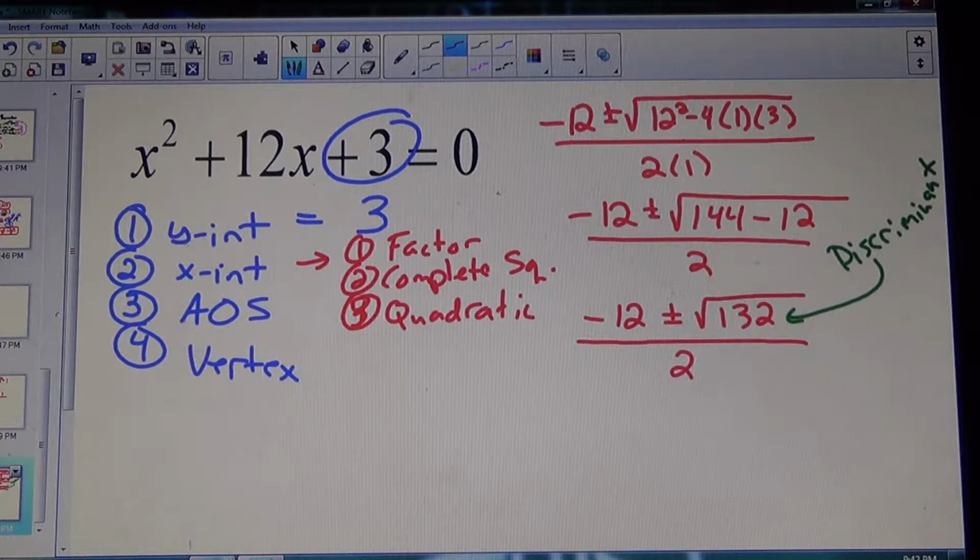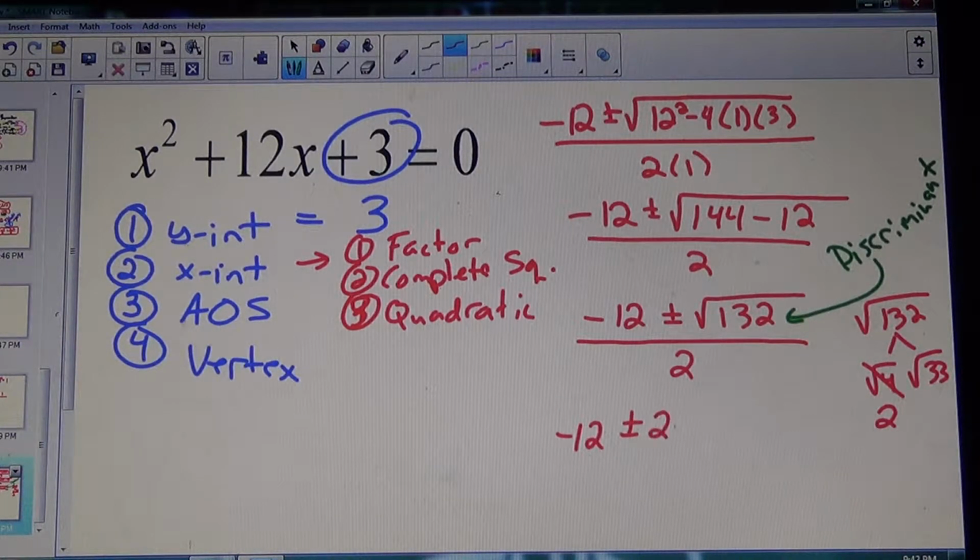Now, does 132 break down further? I'm going to do that on the side over here. 4 looks like it might go into there. So 132 divided by 4: square root of 4 and square root of 33. So 4 did go in there. Square root of 4, what does that turn into? Correct, a 2. So therefore I got negative 12 plus or minus 2 square root 33, all over 2.